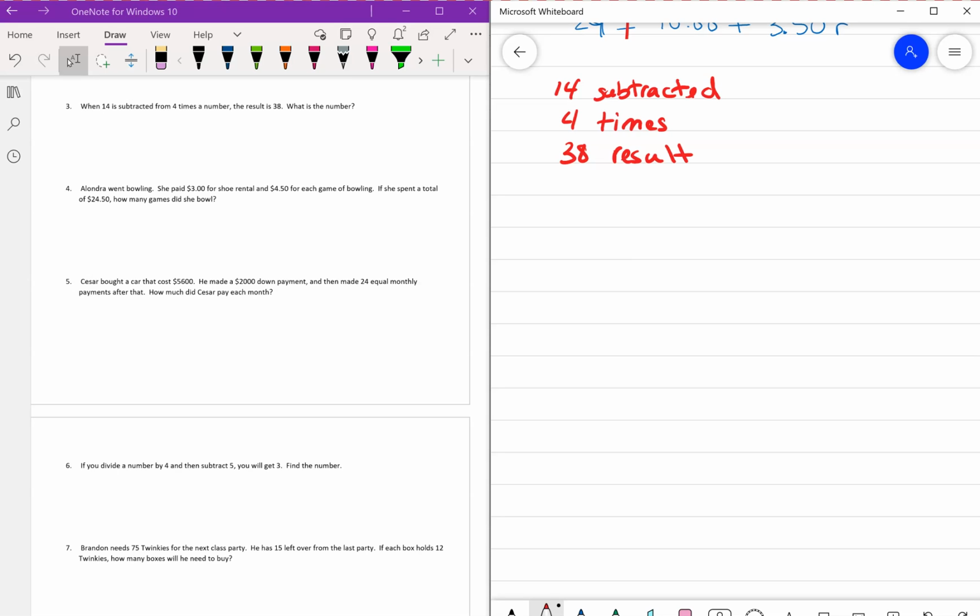What is the number? So we're going to say, let R represent, oops, I'm going to say X. Let X represent the number. Hashtag, because I don't want to write number. So if I look at here, 38 is the result, so that must be a total. And then I'm going to put it into an equation. So the total is 38 equals 14 subtracted 4 times a number.